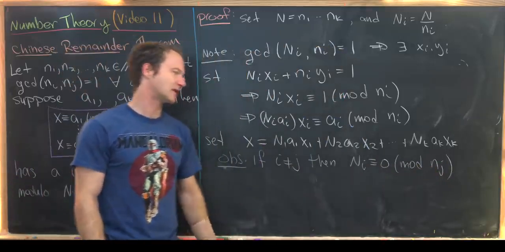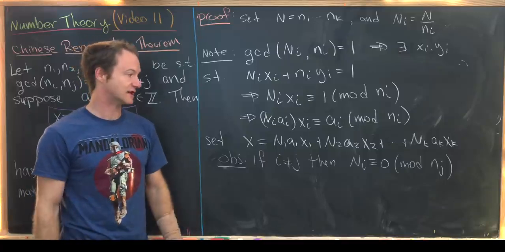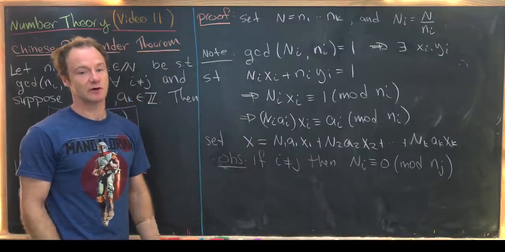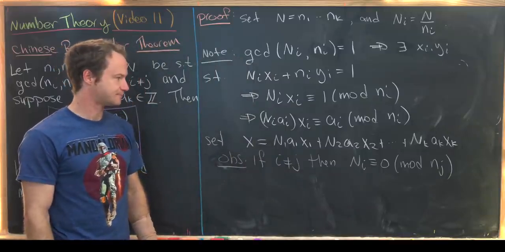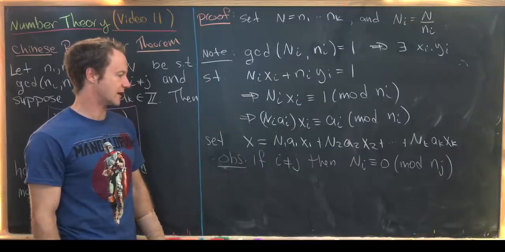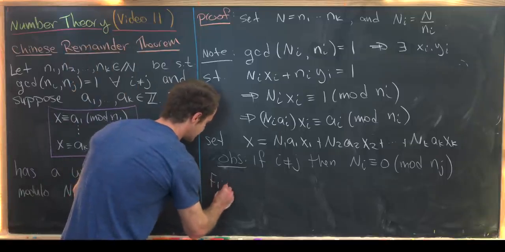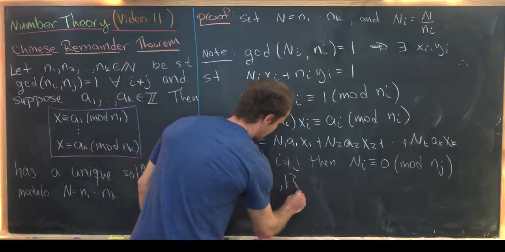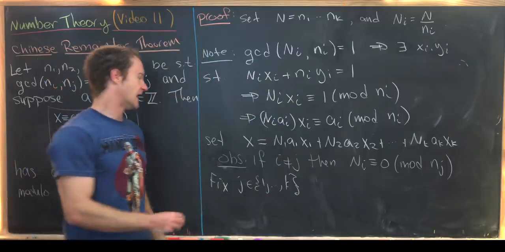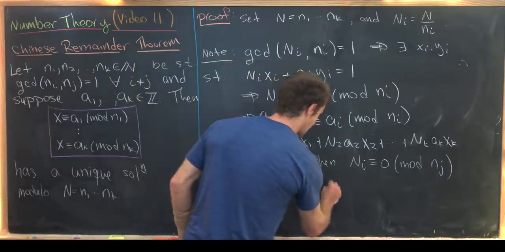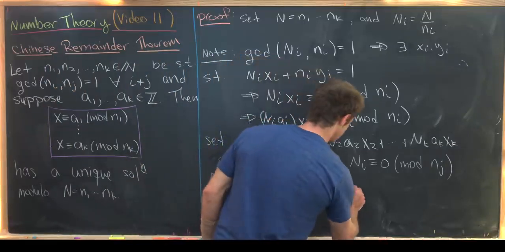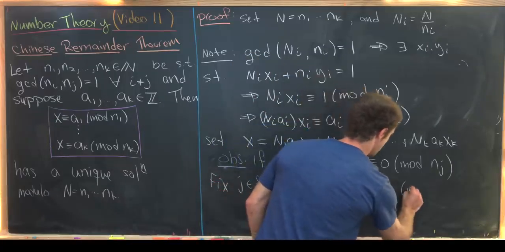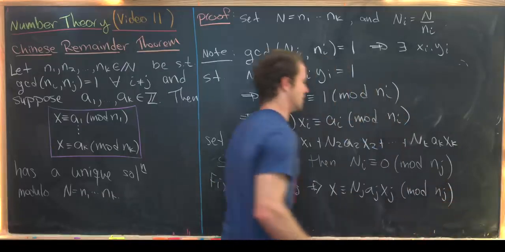So in other words, this capital Ni is a multiple of little nj, but that's exactly the same thing as saying that it is congruent to 0 mod little nj. Okay, so now where can we go from there? Well, now let's just fix some j that's in the set 1 to k, and we're fixing it arbitrarily. And let's notice that we have x will be congruent to Nj aj xj modulo little nj.